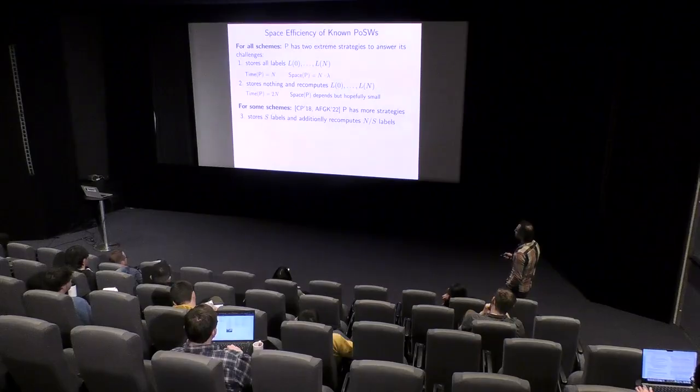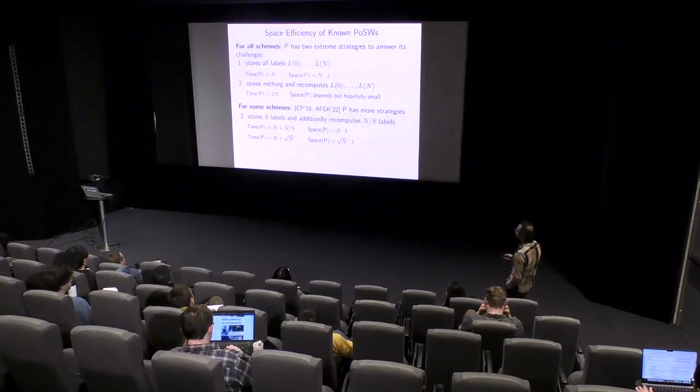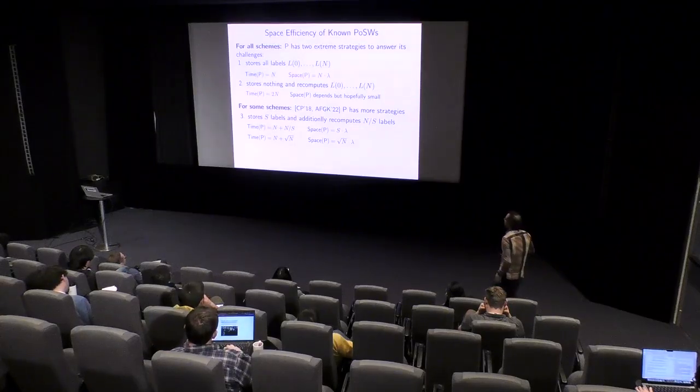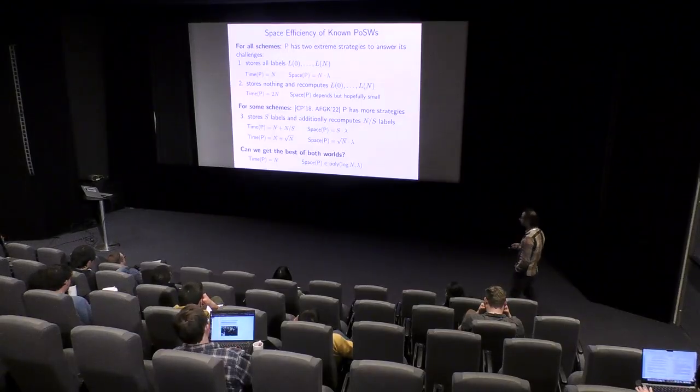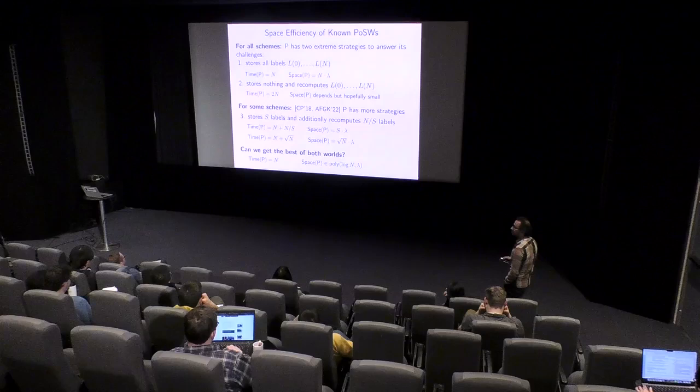You can store S labels. After you compute the labeling, you store only S labels, and you additionally compute n over S labels to respond to the verifier. So what does that mean? For example, concretely, you can run in time, say, n plus square root of n and space square root of n. Okay? And the question that motivates incremental POSWs is, can we get the best of both worlds? Can the prover run in time n, exactly n, and at no point in time does it have more than polylog space? Okay?